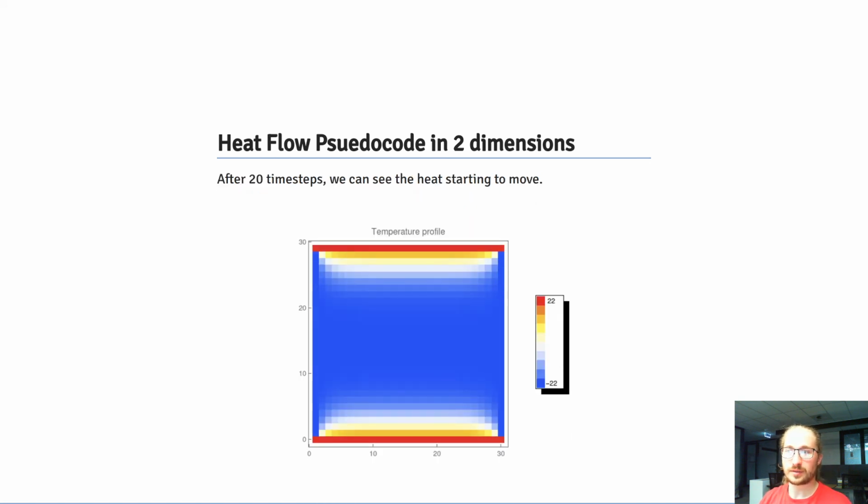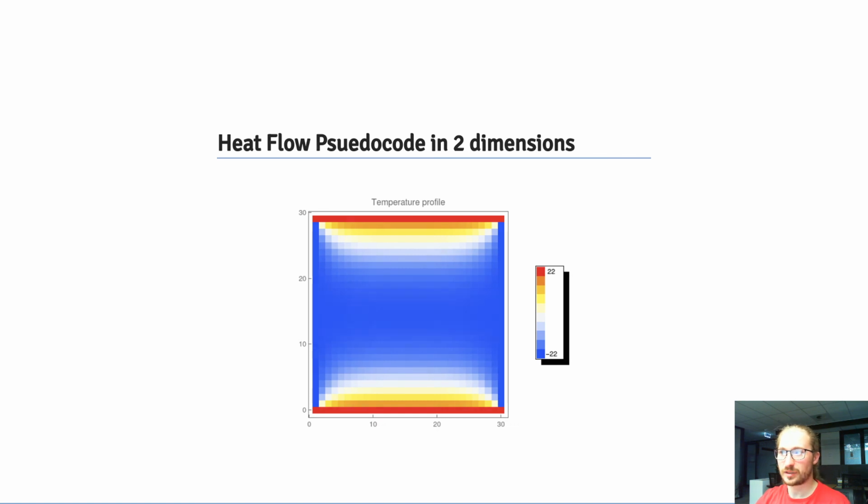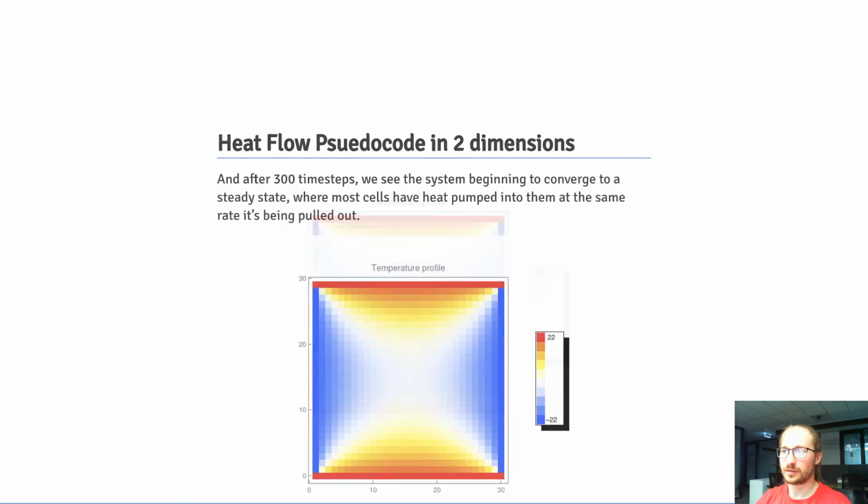After 20 time steps, we can see the heat starting to propagate through. So the heat's moved to the cells, who move to their adjacent cells, and sort of so on. 40 time steps, 60 time steps, and then after 300 time steps, we can see the system beginning to converge to a steady state where the heat is sort of moving in from the top to the bottom and exiting out the sides. Eventually, after you run this for a long time, it's going to reach a steady state where each cell has just as much heat being pulled out as it has heat being pulled in, so its temperature will stay as a constant.